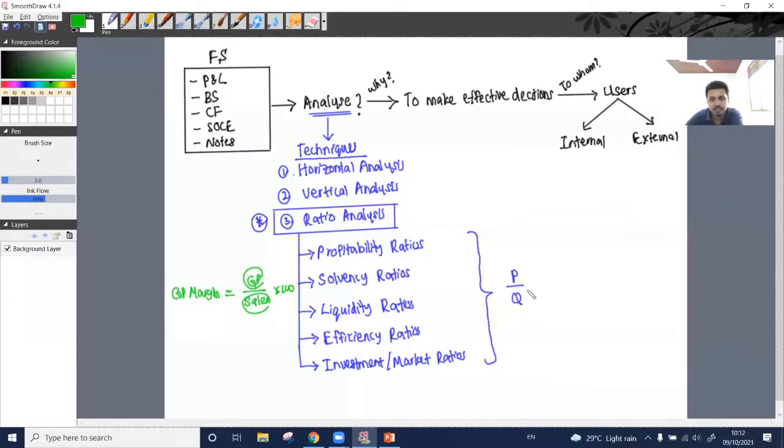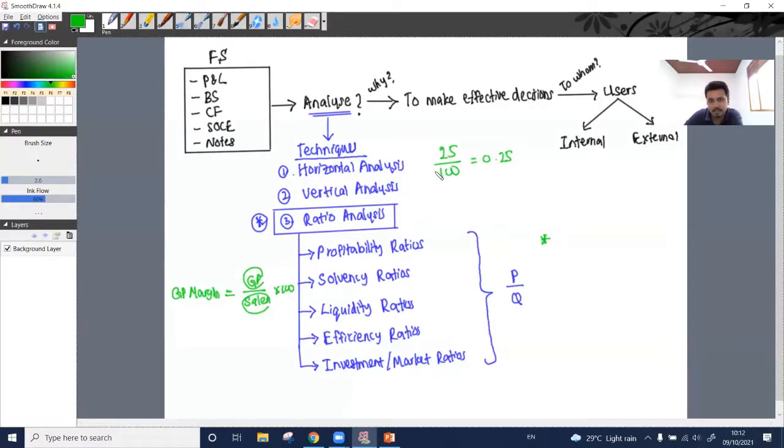So we need to improve a ratio, in this case the gross profit margin. What are the options we have? First, I will take some figures here: 25 over 100. This is a ratio. What is the answer? 0.25. I need to increase this figure. So what are the options we have?